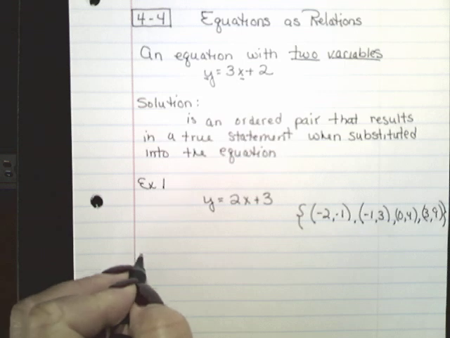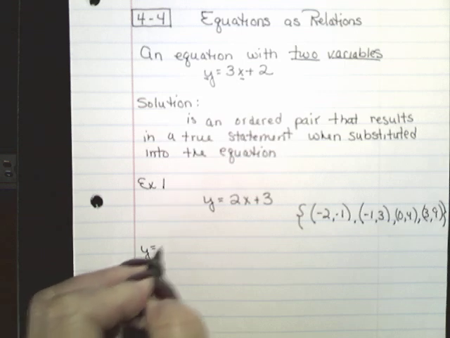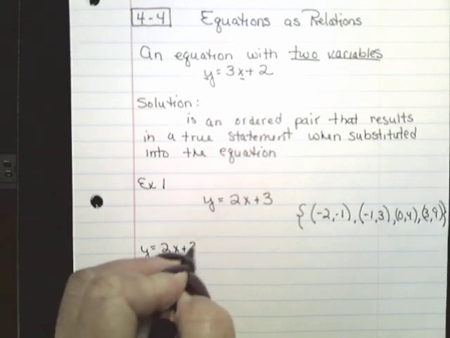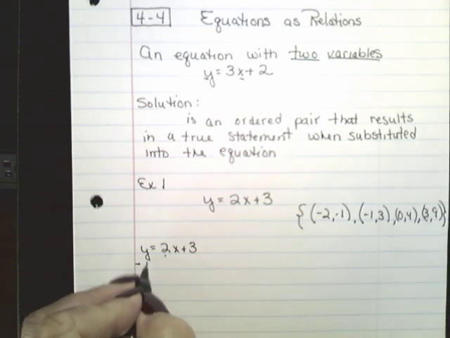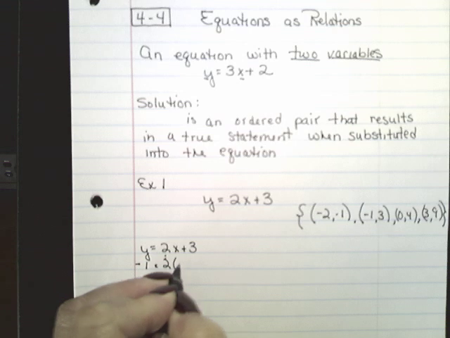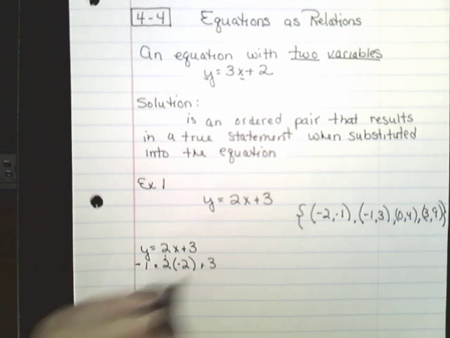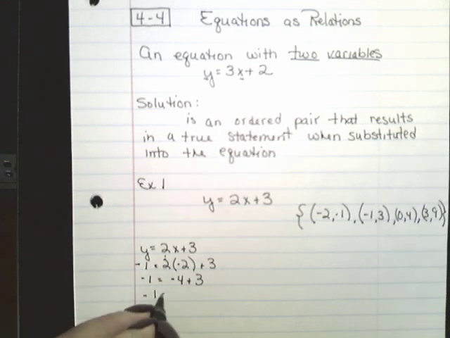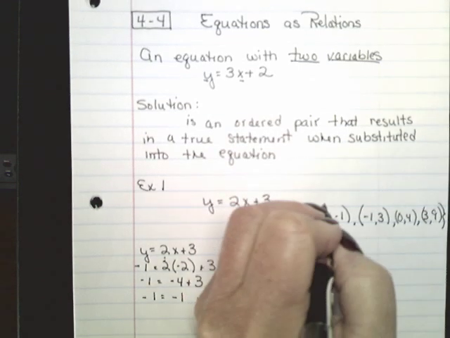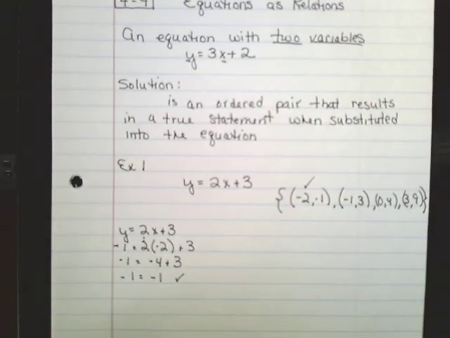So we're going to substitute. I'm going to repeat, always write down your equation. So the first one I'm going to substitute is (-2, -1). So -1 equals 2 times -2 plus 3. -1 equals -4 plus 3. -1 equals -1. So this is true. So that ordered pair is going to be a solution to this equation.